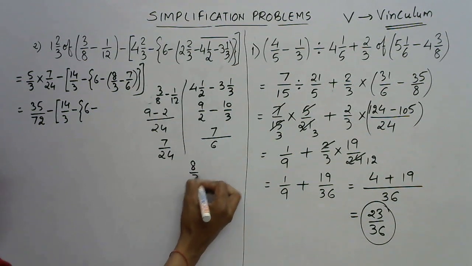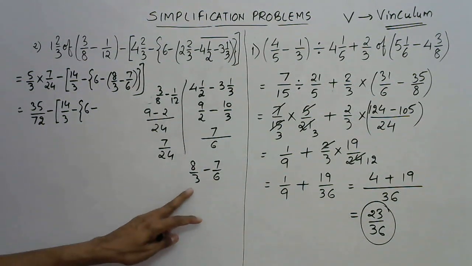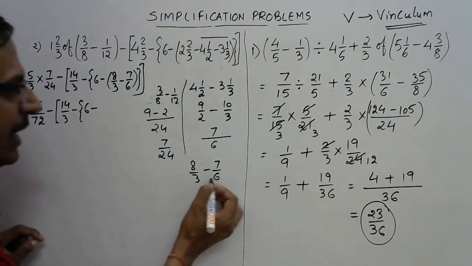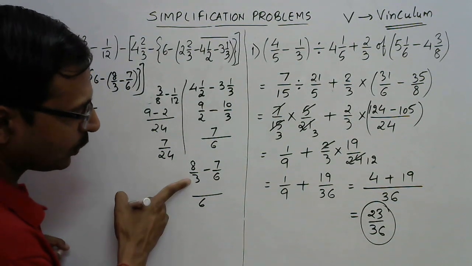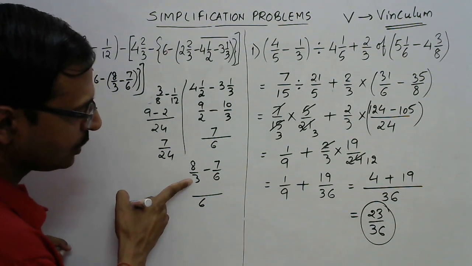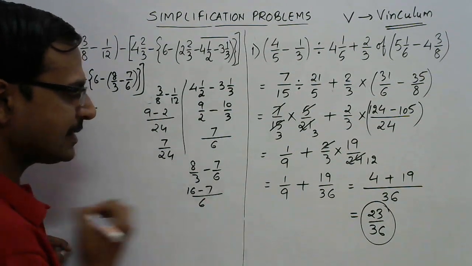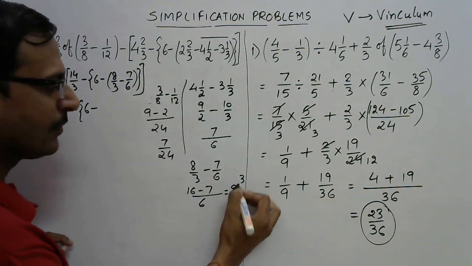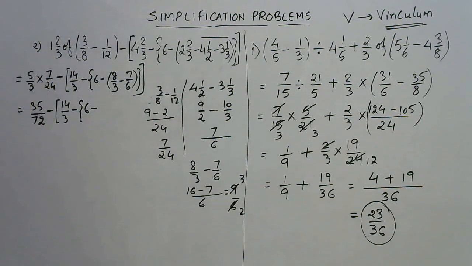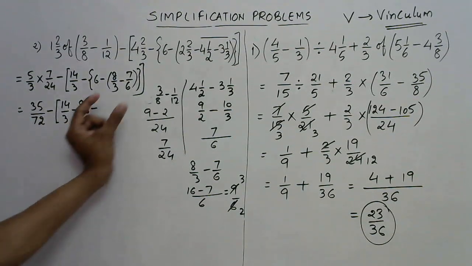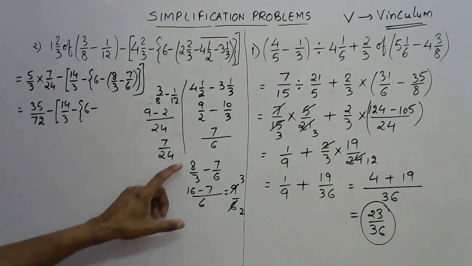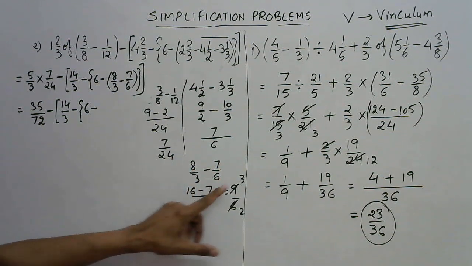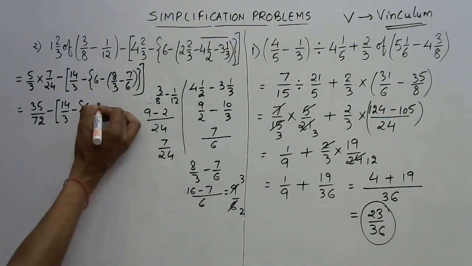See, 8 by 3 minus 7 by 6. So you know the rule now, 3 divides 6 exactly. So we have the larger number as the LCM. So if you want to convert this also into 6, you have to multiply by 2. So this becomes 16 and 7. So this is 9 by 6 which cancels out and gives you 3 by 2 as the simplified form of this part. You can do it like this also, 48 minus 21 is 27 upon 18, and 27 upon 18 will also give you 3/2. So just write 3/2 here.